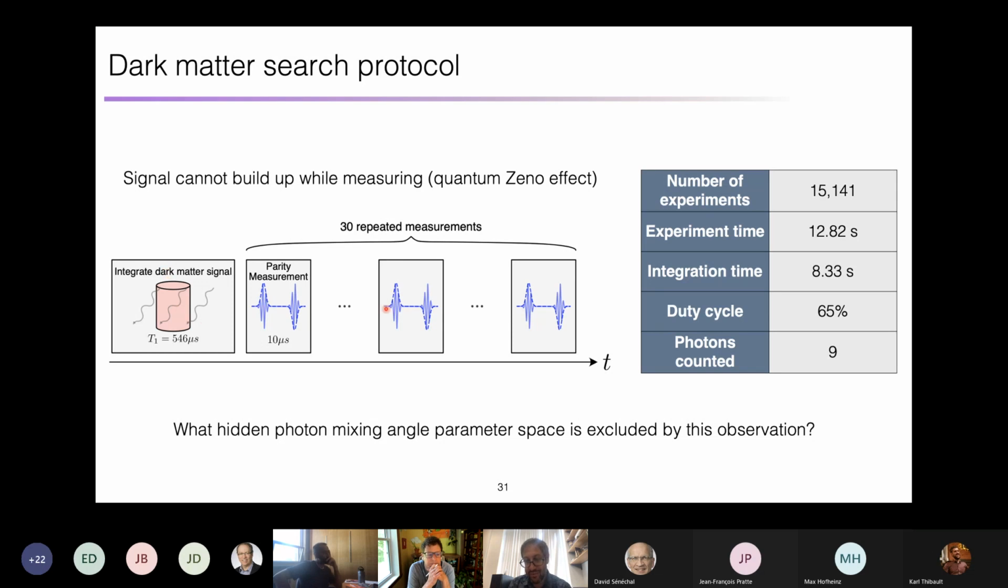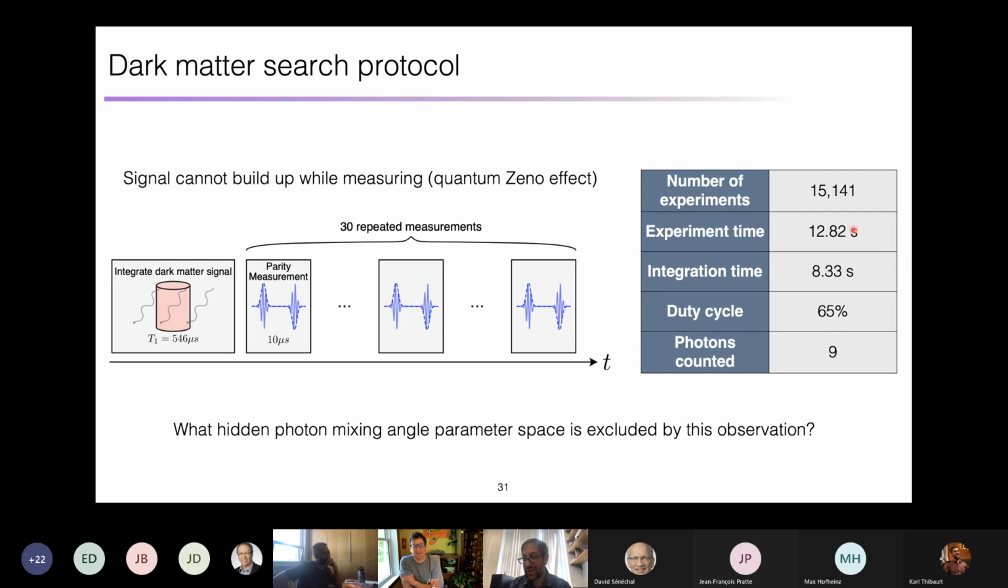Then we do a bunch of repeated measurements like we did before. In this case we did something like 15,000 experiments, which took about 15 seconds, and the integration time, which is the time spent collecting photons, is about 8 seconds. So basically the ratio of these is the duty cycle, so 65% or so, and then we measured 9 photons in that time.